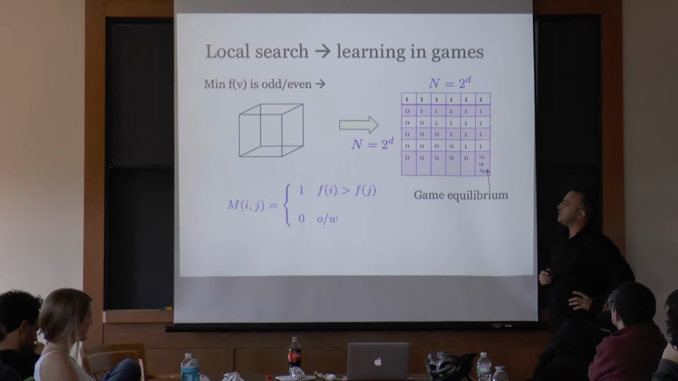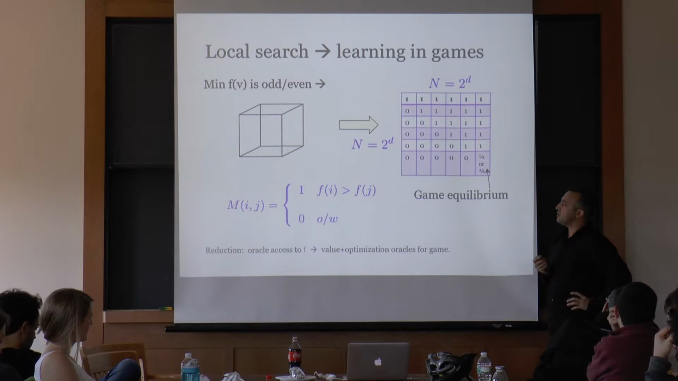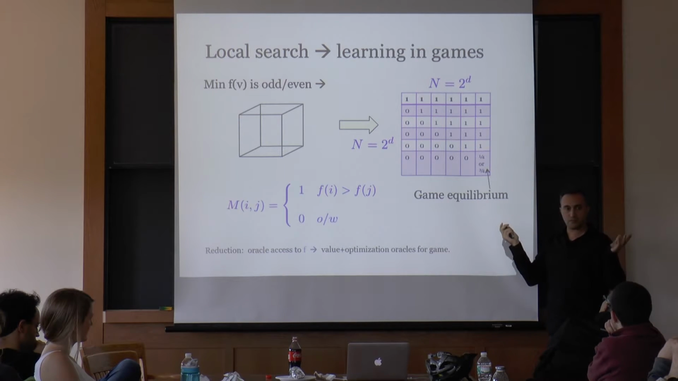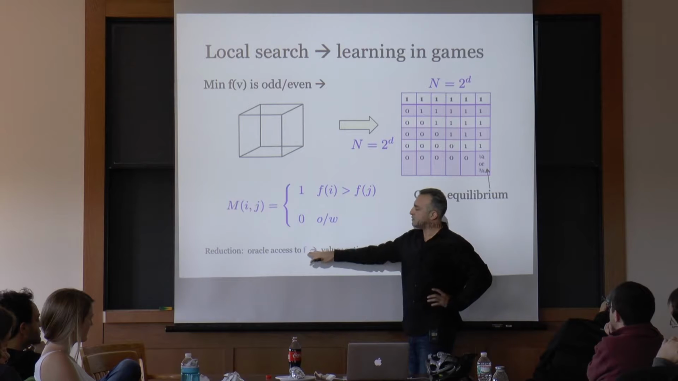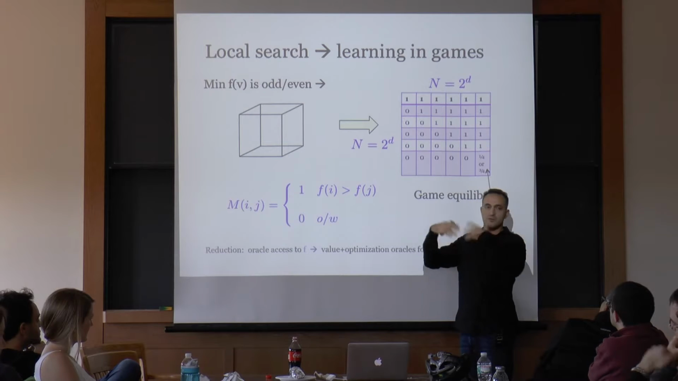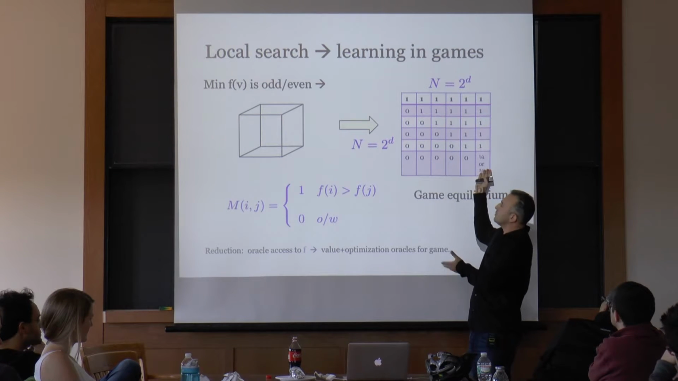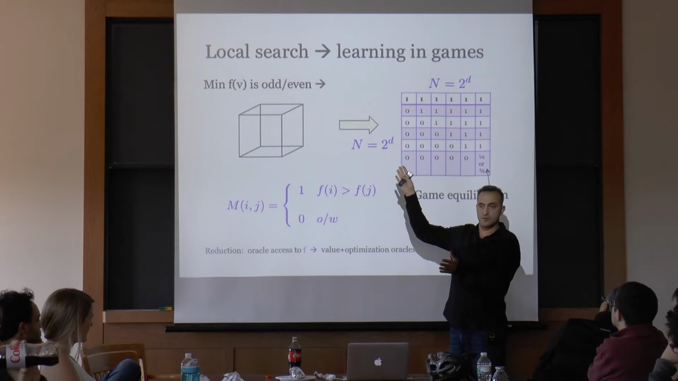And the definition of the game is the following. The ij entry is going to be 0 or 1, depending on whether f of i is bigger than f of j or not. So what do I need to show for this reduction to work? Obviously, I can't build this whole matrix because that will take too much time, 2 to the d time. But given an Aldous function, I want to construct a value and optimization oracle for the game. That will show that I cannot minimize regret, because if I minimize regret, I will be able to find this equilibrium much faster than I should, and then I'm able to solve Aldous's problem much faster than I should, and that's a contradiction to what he proved.